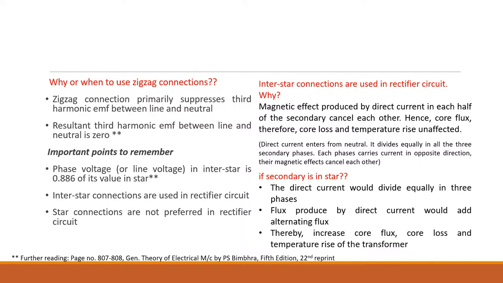The reason for using it in a rectifier circuit is that with the interstar connection, the core fluxes, losses and temperature are not changed. But if a star connection is used, the core losses are affected, there will be a change in the core fluxes, and the temperature is also affected. Ultimately, the overall efficiency of the transformer is reduced. So in order to achieve better efficiency and reduce the impact of harmonics, zigzag connections are preferred. This is add-on knowledge for you.